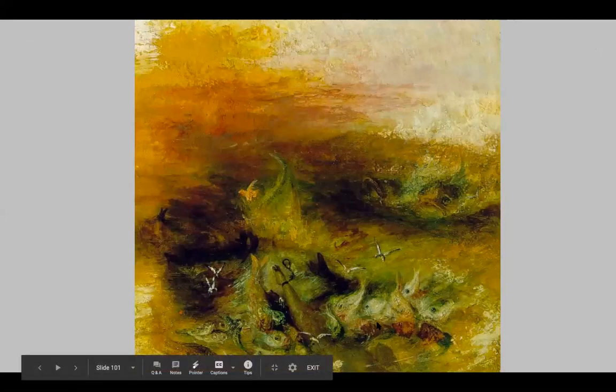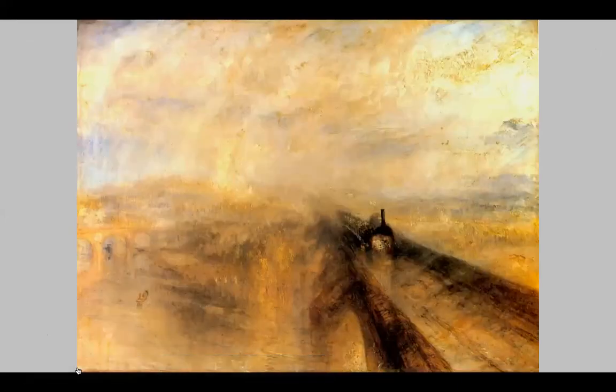So here up close, you can kind of see fishes devouring the dead bodies. This is a foot poking under the water, right? This is another Turner. Can you guys tell what the subject matter is for this one?